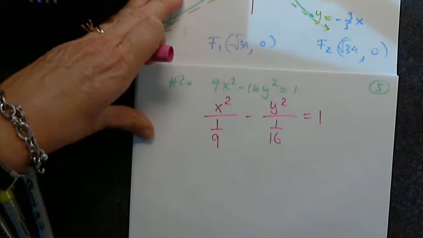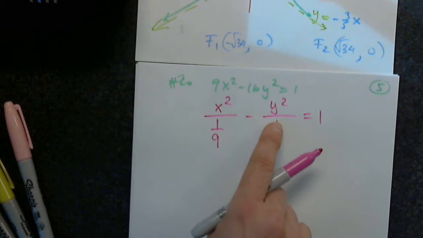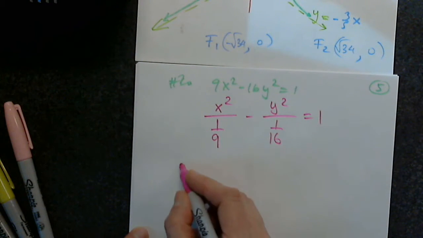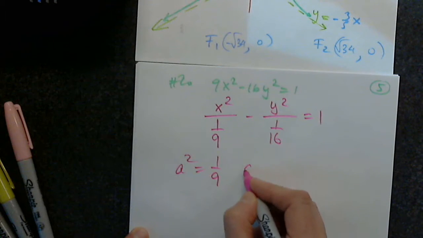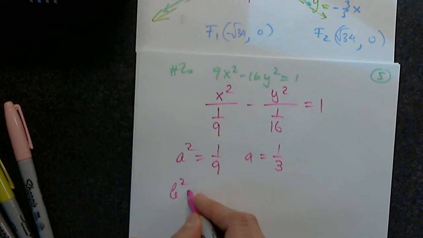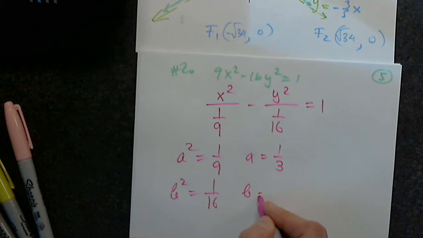So therefore, since x squared has plus and y squared has minus, again this is a hyperbola that will have the transverse axis on the x-axis. Okay, so then a squared equals 1 over 9, or a equals 1/3, and b squared equals 1 over 16, in which b equals 1/4.